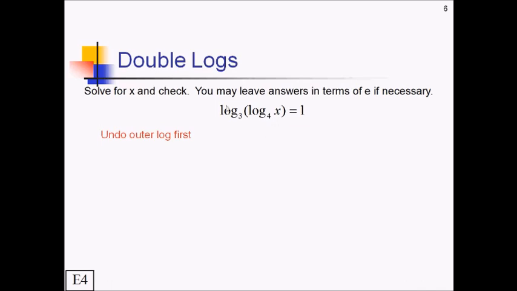So if we're undoing this outer log, that means I've got to raise 3 to both sides. So this will be just the stuff inside the log. Log base 4 of x equals 3 to the 1. And now I just have to undo the other log. So I'm going to do 4 to the third now. And that leaves me with x equals 64.